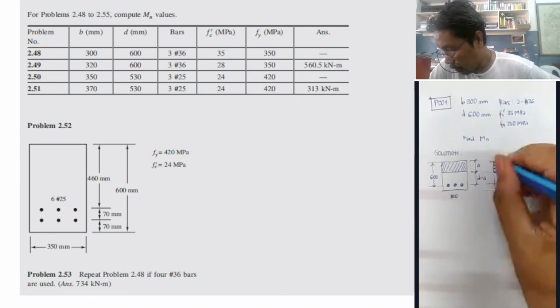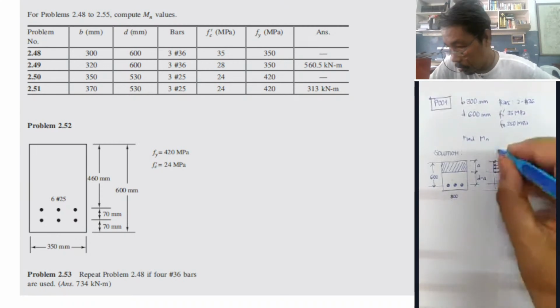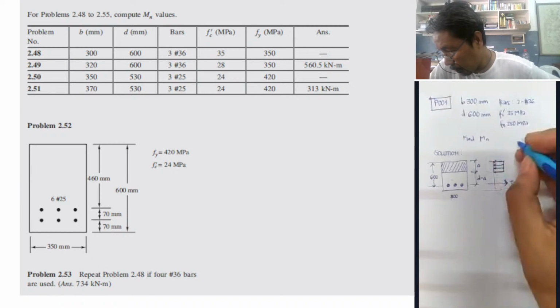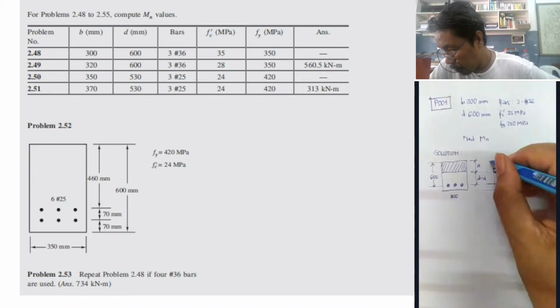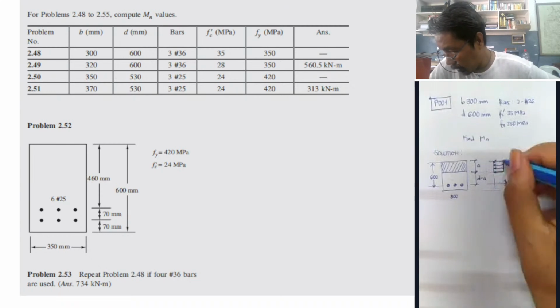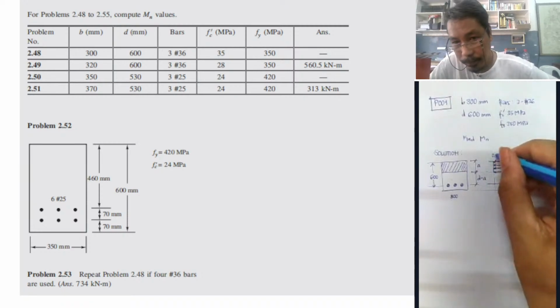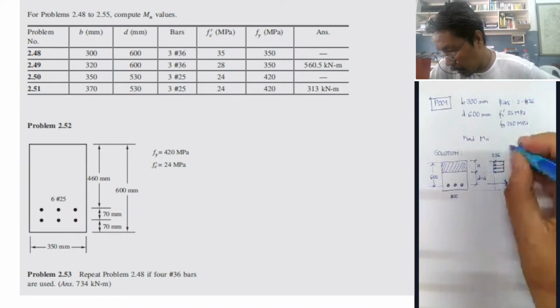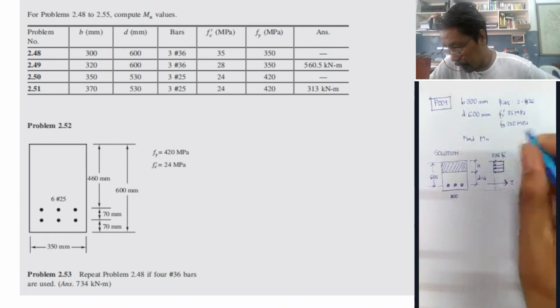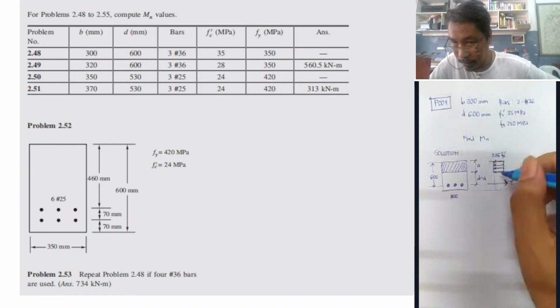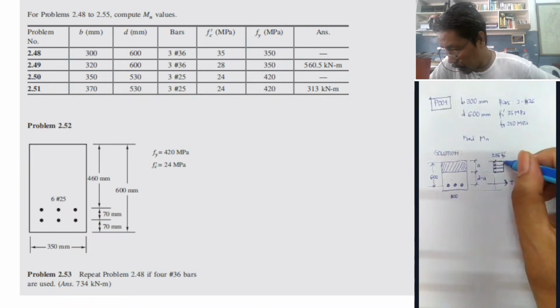And according to the code, the magnitude of this uniform stress is represented by 0.85 FC prime. Okay, that is the magnitude of this uniform stress. Meaning to say that is magnitude. This is A and this is B.